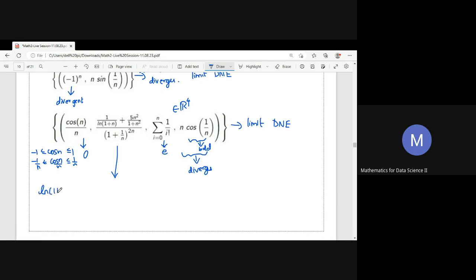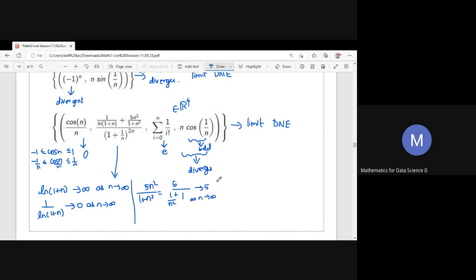Yeah. So ln 1 by n goes to infinity as n goes to infinity, right? This we know. So then what happens to 1 by ln of 1 plus n? This goes to 0 as n goes to infinity. Now pi n squared by 1 plus n squared, you can rewrite as pi times n squared by 1 plus, dividing the numerator and denominator by n squared, you will get it like this. Now as n goes to infinity, this goes to pi.